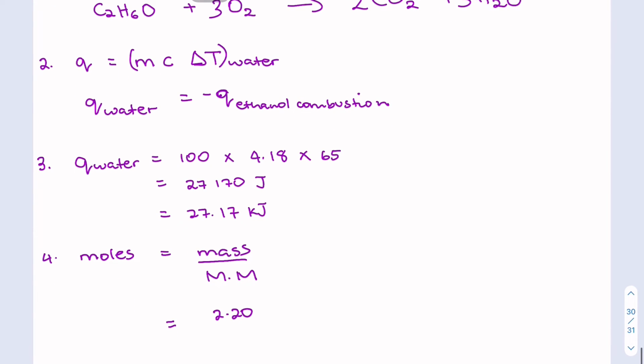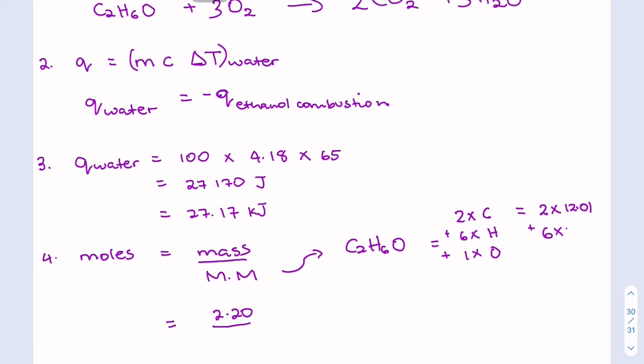2.20 divided by the molar mass of ethanol, C2H6O, will be 2 times carbon plus 6 times hydrogen plus 1 times oxygen. If we use the periodic table to find the molar masses, we'll see that it's 2 times 12.01 plus 6 times 1.01 plus 1 times 16.00. And the total for that is 46.08. Okay, this 46.08 is how many grams there are in 1 mole of ethanol.